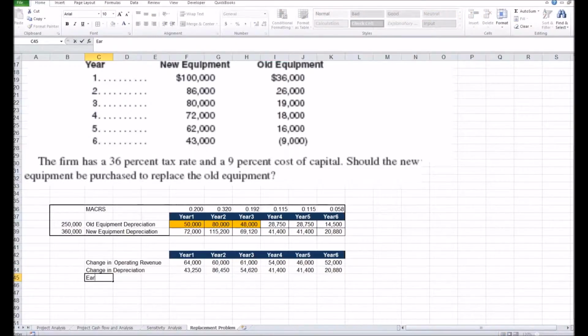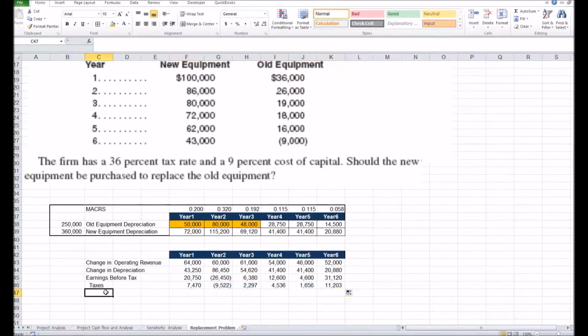Now I have my earnings before tax, EBT, and that's equal to the 64 minus the 43, and we can take that across, and we can say taxes are at 36% times my earnings before taxes. That gives us our earnings after tax, which is going to equal 20,000 minus 70.